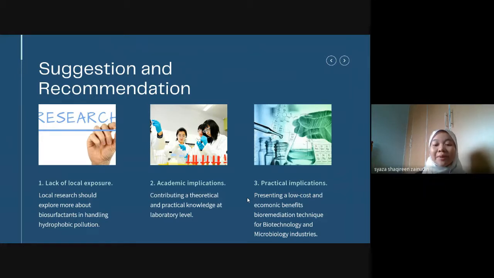The study also has implications for both academic and practical industries. For academic implications, this study will contribute theoretical and practical knowledge regarding the bioremediation process that demonstrates the influence of biosurfactants on hydrophobic pollutants at laboratory level. The study also exposed the advantages of using biosurfactants as a tool for bioremediation, in which it is low cost, environmentally friendly, and high performance, which would be useful for industries in Malaysia to reach a better future.